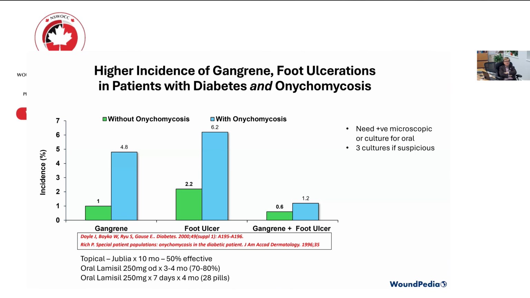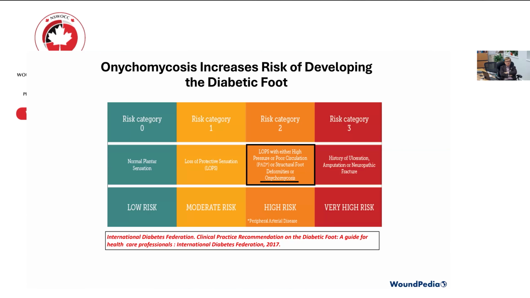Next slide. This has led the International Diabetes Federation to recommend that onychomycosis increases the risk of developing both the diabetic foot ulcer and the amputation. So loss of protective sensation with either high pressure or poor circulation or structural foot deformities or onychomycosis, risk category 2. So this then puts it in a high risk for foot ulcers and amputation. Next slide.